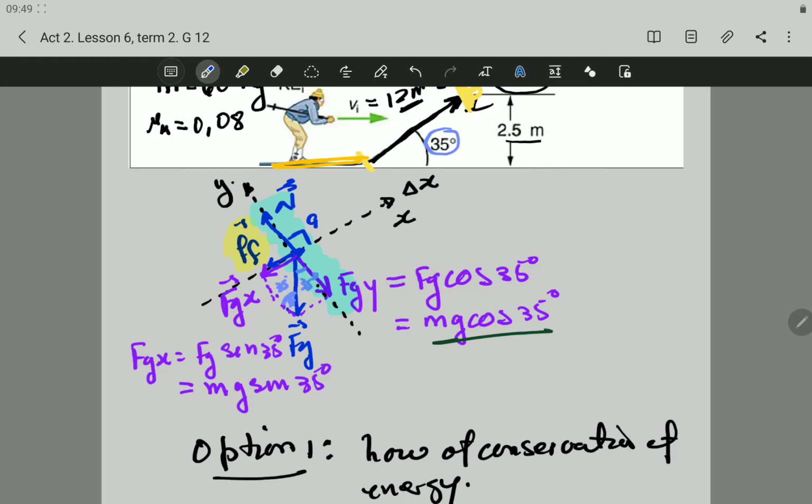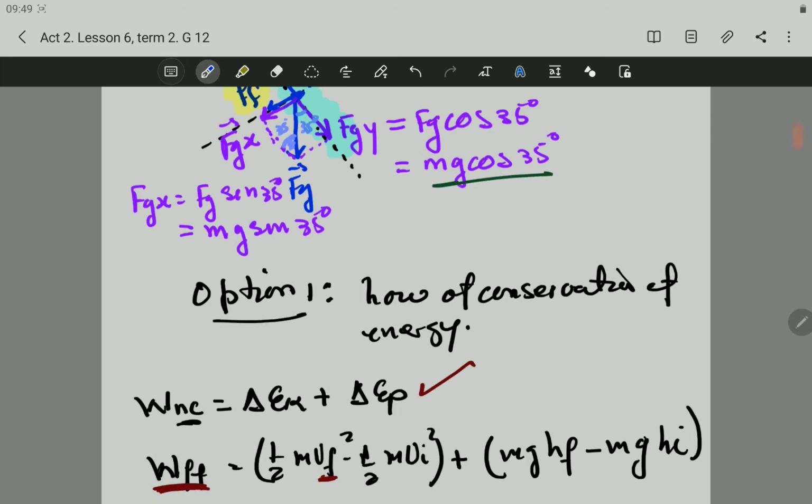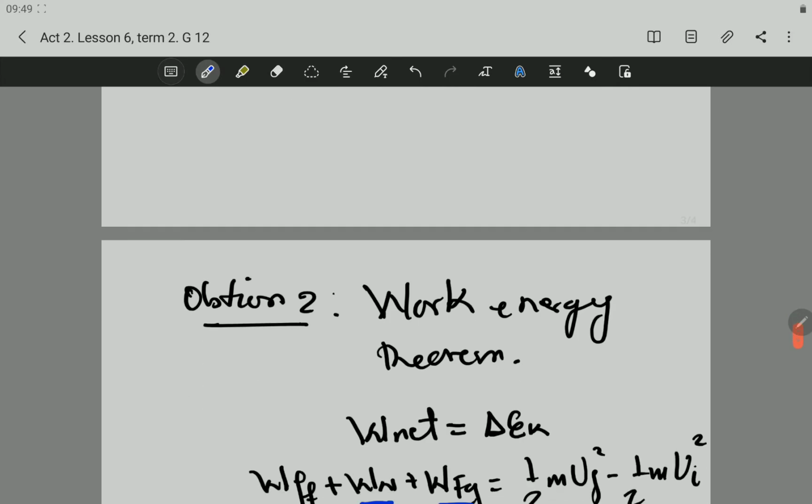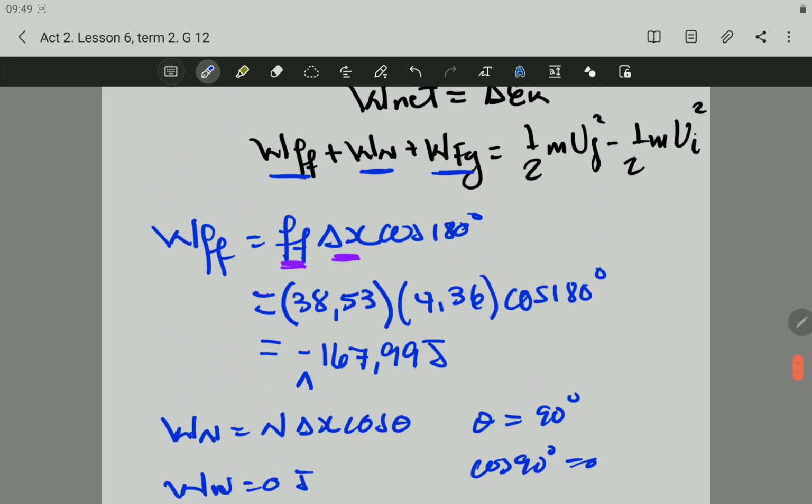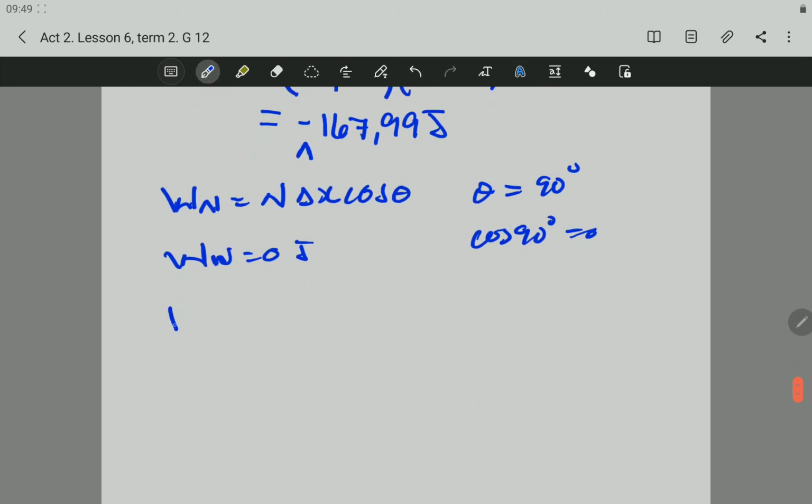See here, this is 90 degrees, therefore the cosine of 90 is 0, and the work done by the normal force is also 0. So cos of 90 degrees is 0, therefore the work done by the normal force is equal to 0 joules. Okay? Fine. So let's look now at the work done by the gravitational force. The work done by the gravitational force will be equal to the gravitational force multiplied by the displacement multiplied by the cosine of theta, the angle between the gravitational force and the displacement.